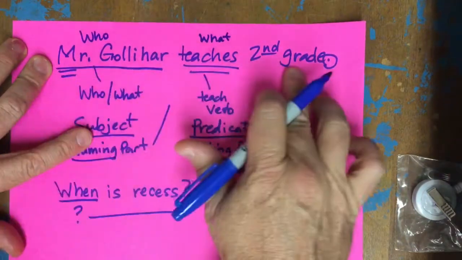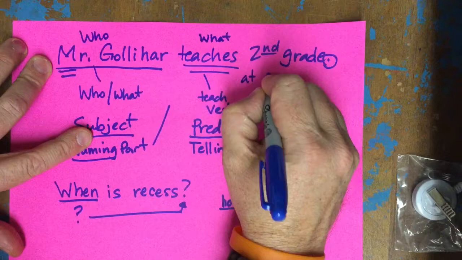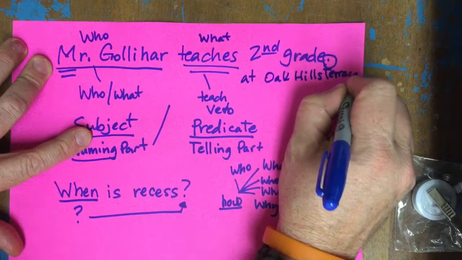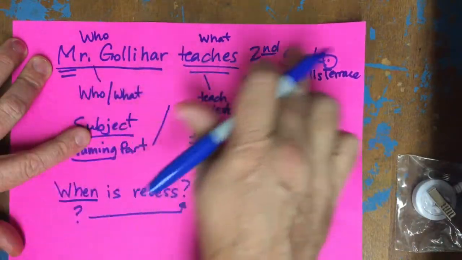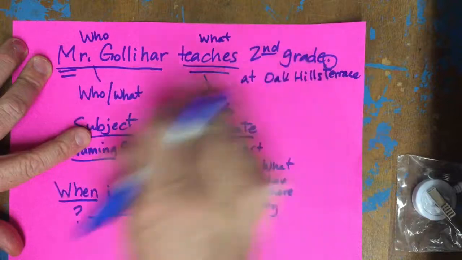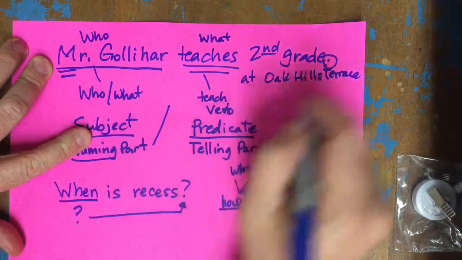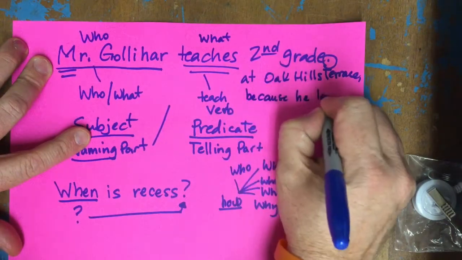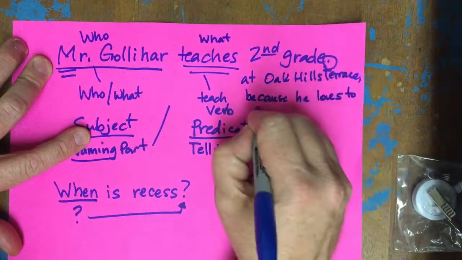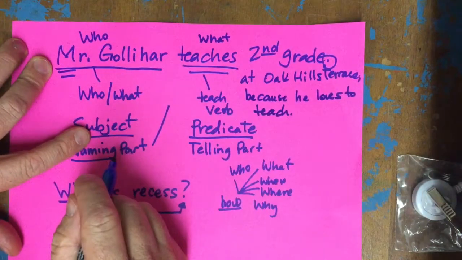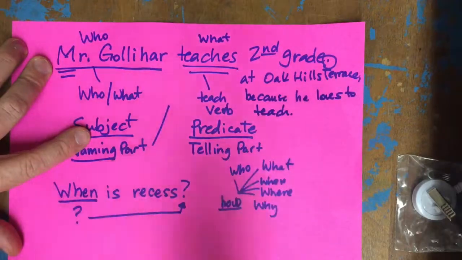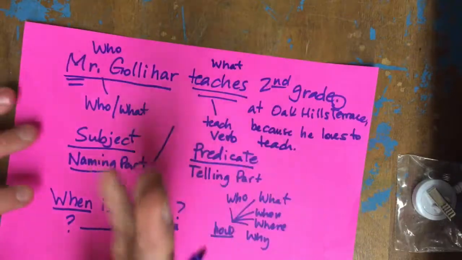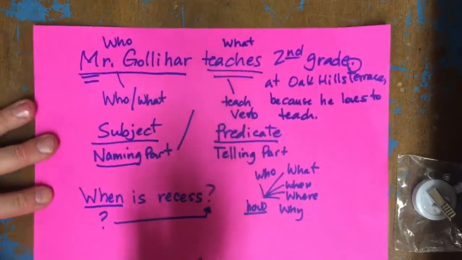So to improve this sentence, where? At Oak Hills Terrace. Mr. Galahar teaches second grade at Oak Hills Terrace. Already that improves it. Why? Because he loves to teach. Again, it's diving deeper into making a sentence with a little bit more meat and a little bit more impact.